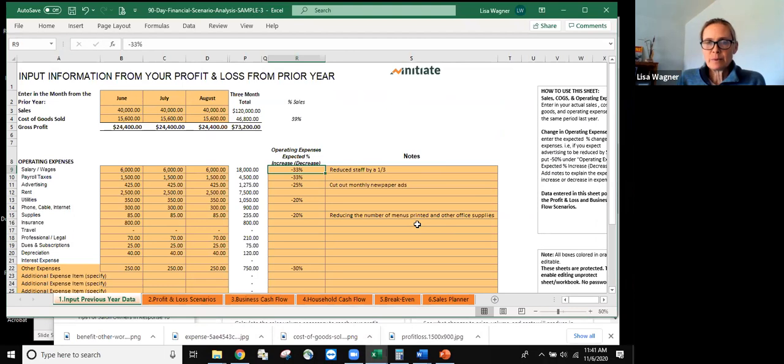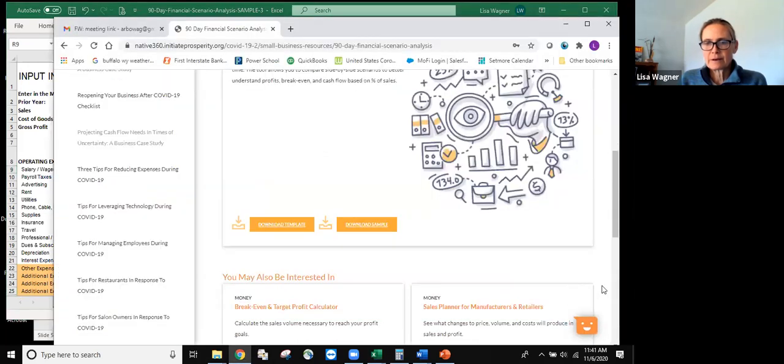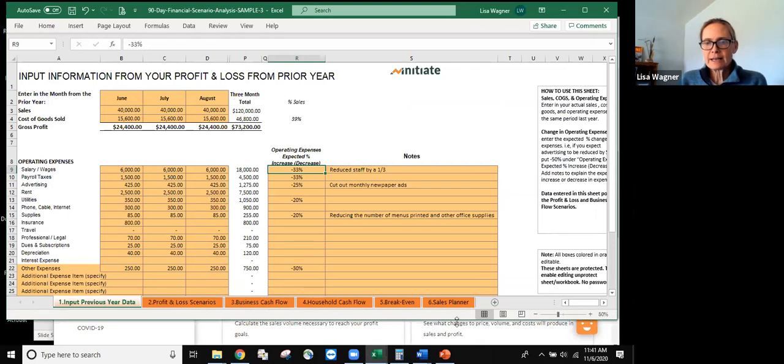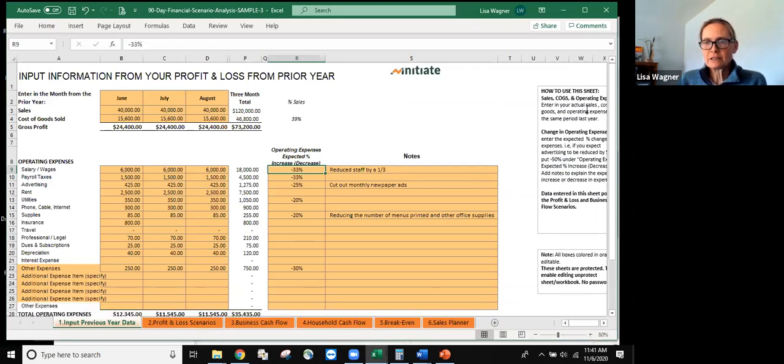But if you download them both, you can look at the sample so you can see what you need to do. On the right-hand side of this spreadsheet, you can see instructions about this, but this is actually a really spiffy tool. It's really pretty easy to use.